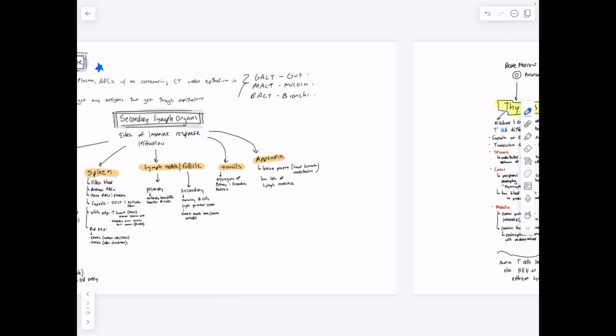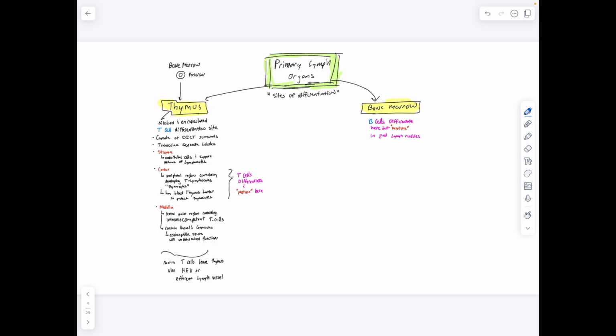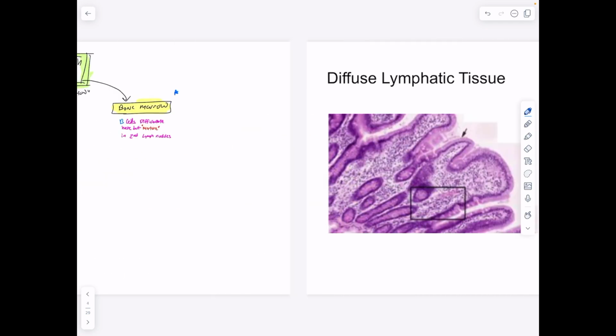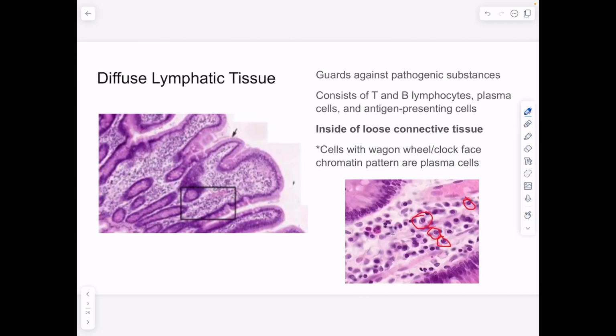After they have formed B cells or T cells, in the thymus for T cells and bone marrow for B cells, they will go to the secondary lymph organs and become immunocompetent after being exposed to specific antigens. All right, and so what are our secondary lymph organs? We have our lymph nodes, our spleen, our lymph nodules, also called lymph follicles. We have our tonsils, and then our appendix, and we're going to go through these for the lab today.